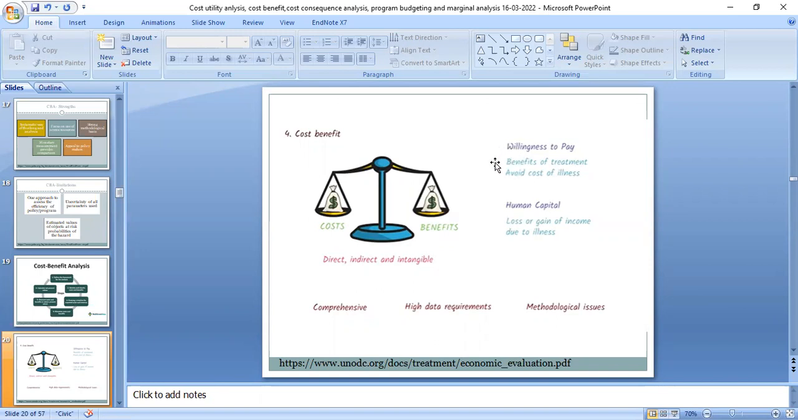It is sometimes hard to put a monetary value to the health risk. This can be calculated by asking people how much monetary value they give to the particular health risk. This is called the willingness to pay model, in which the benefits of treatment and avoided cost of illness. And the human capital is loss or gain of the income due to illness.